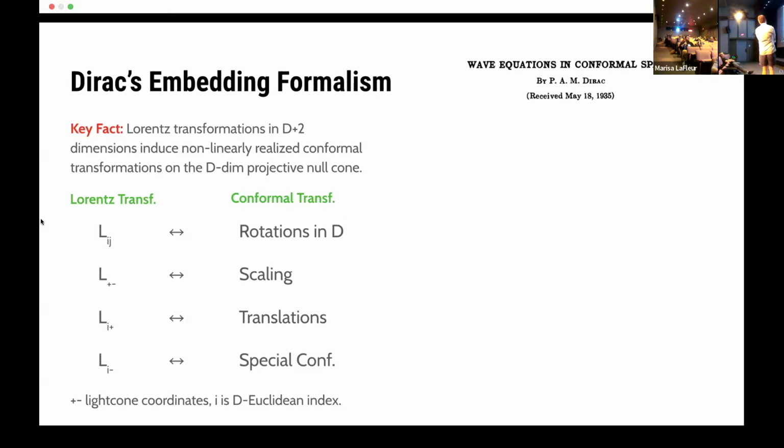So in the coordinates that I'm using here, I'm using light cone coordinates. So i and j indices run from 1 to d. These guys are rotations in d dimensions. Plus and minus are the appropriate light cone coordinate indices. So L plus minus gives scalings, L i minus gives special conformal transformations, and L i plus gives translations. So this is the sort of map between conformal transformations and Lorentz transformations that was worked out in his work.